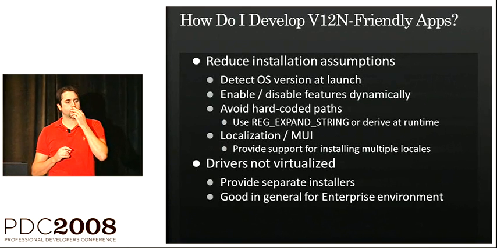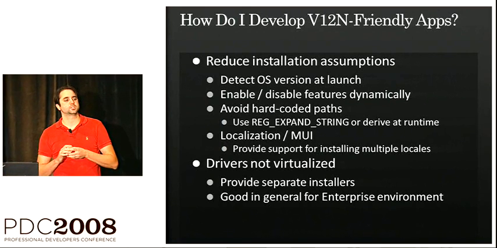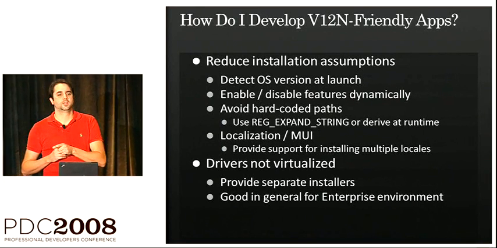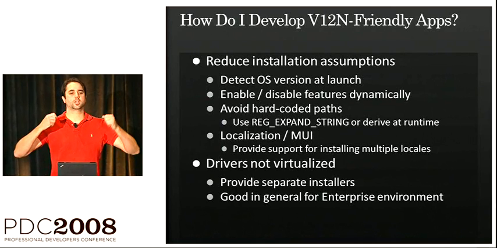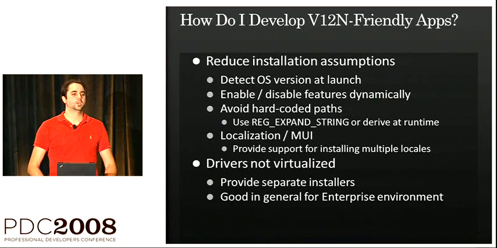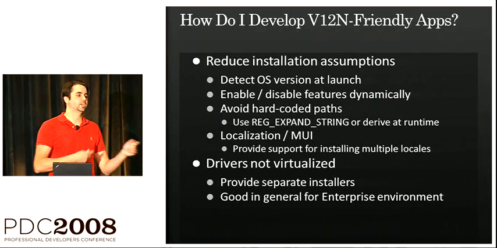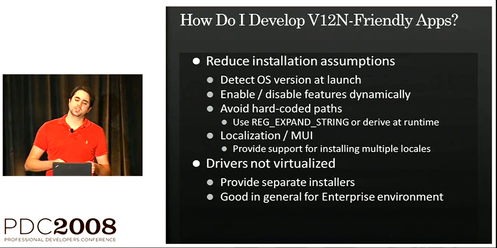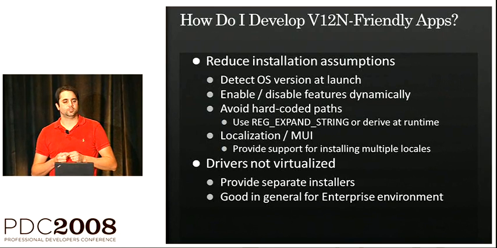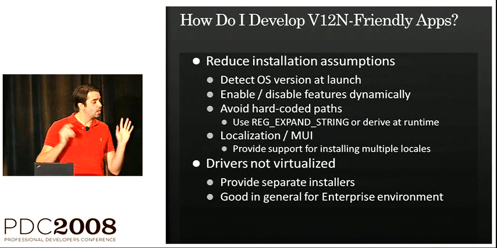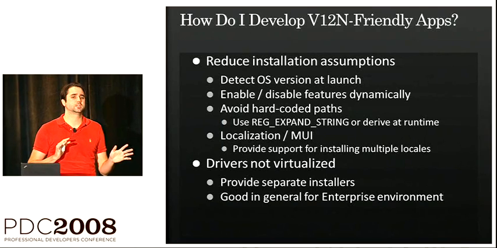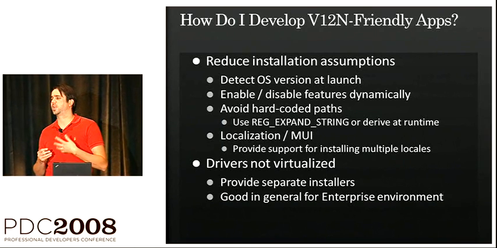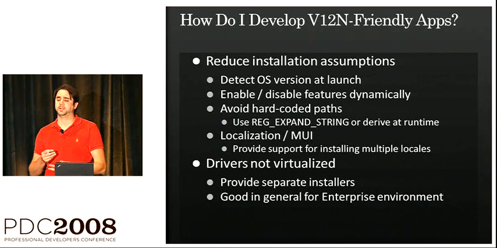The first category is things like reducing installation assumptions. There are lots of applications that when you run the installer, they say, oh, look, I'm running on Vista, so I'm going to lay down these components. Oh, I'm running on XP, I'm going to lay down these components. If your installer does that, then you may have some problems moving forward. And not just with App-V, by the way. A lot of these best practices aren't directly related to app virtualization. They're just best practices that ISVs should be using for their applications anyway.